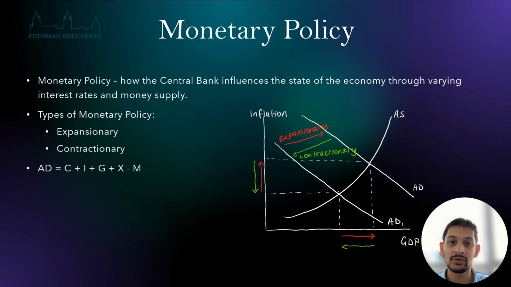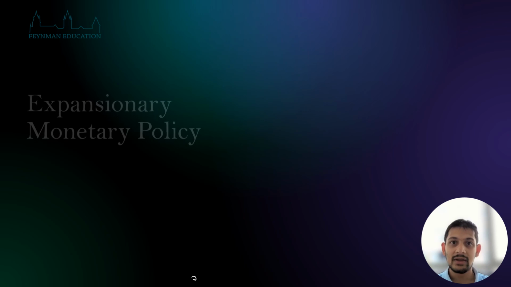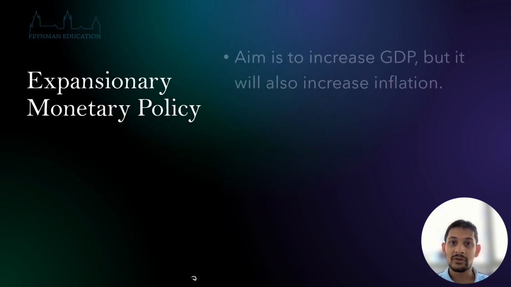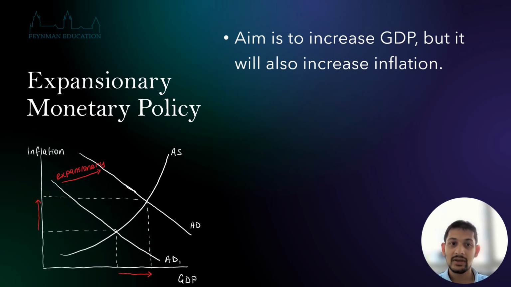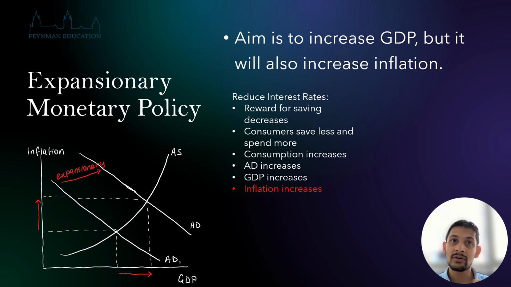This diagram would show you that a shift in aggregate demand would change inflation or GDP. If we start off with expansionary monetary policy, like we said, the aim is to increase GDP, but it would also increase inflation. And with that, we know there are two ways, really.